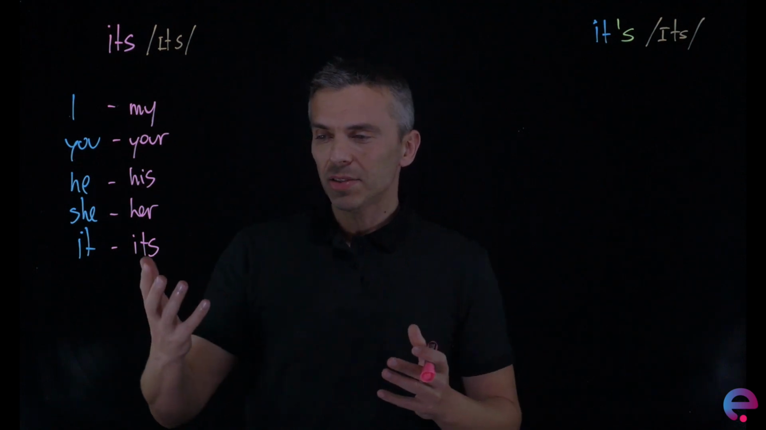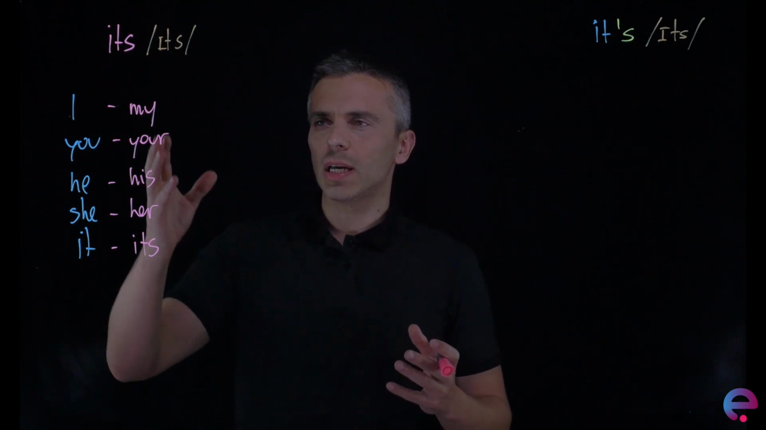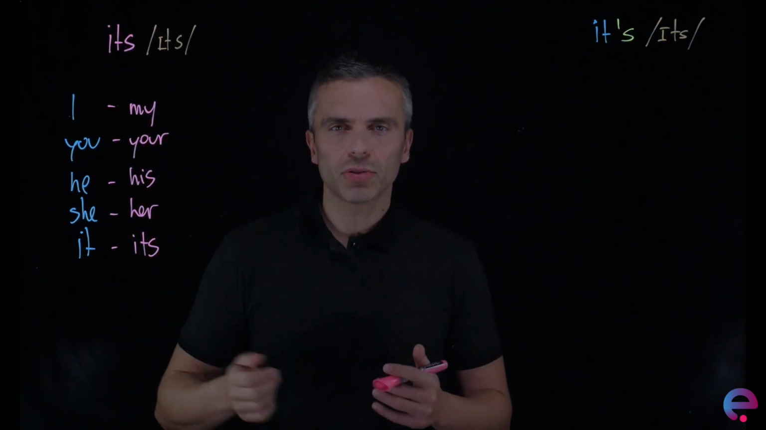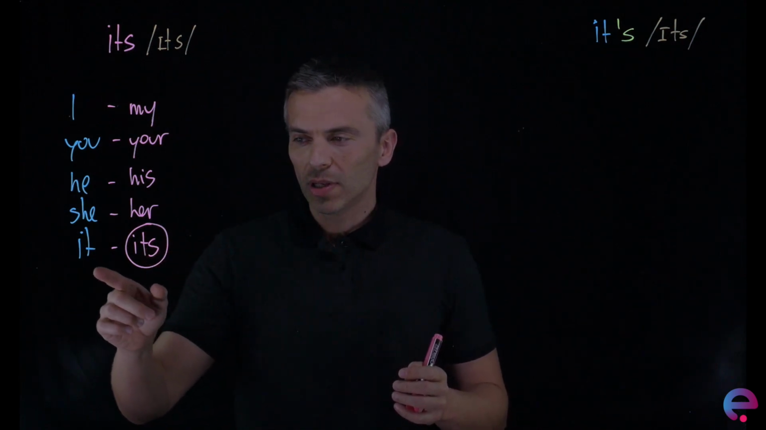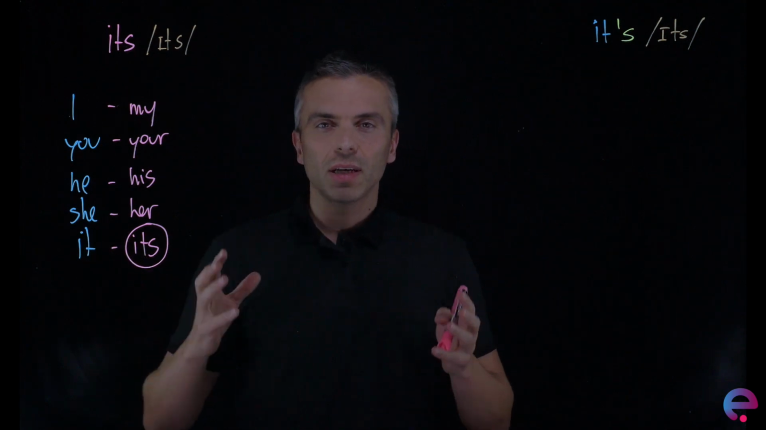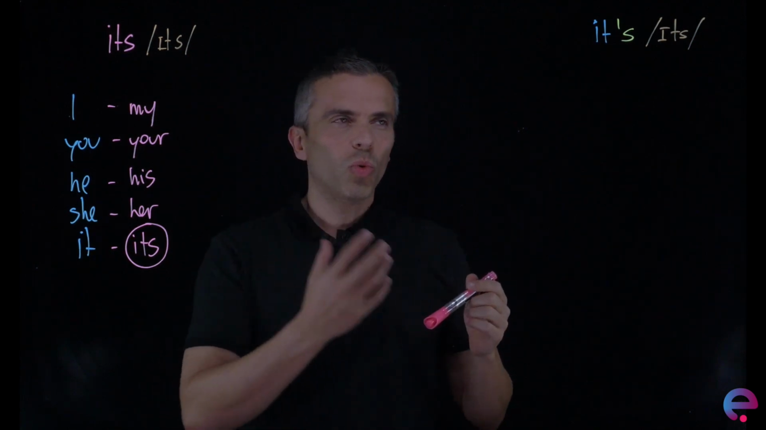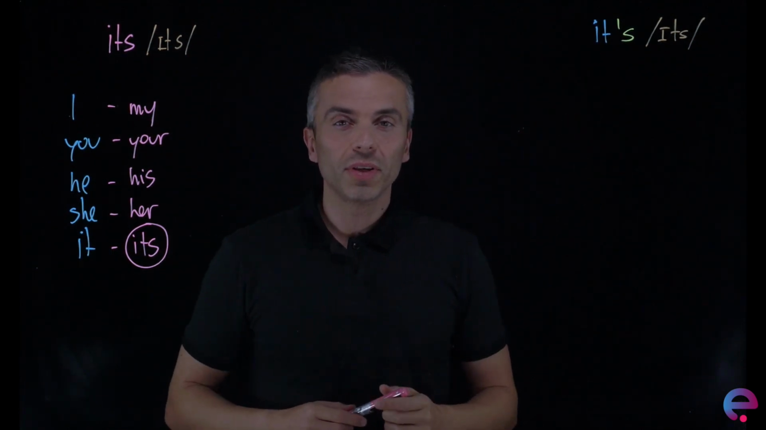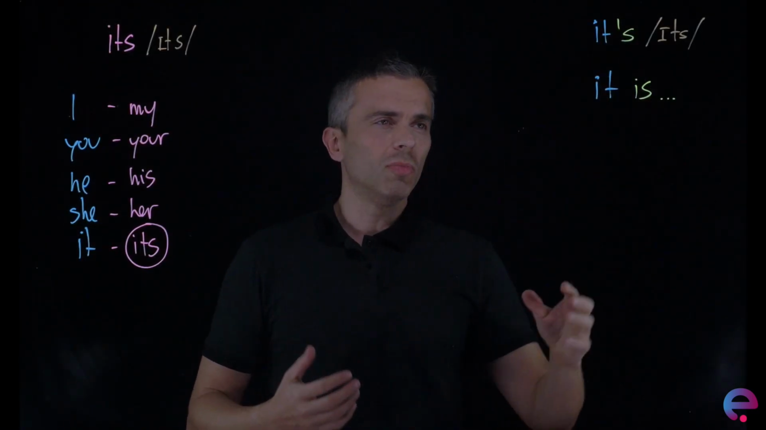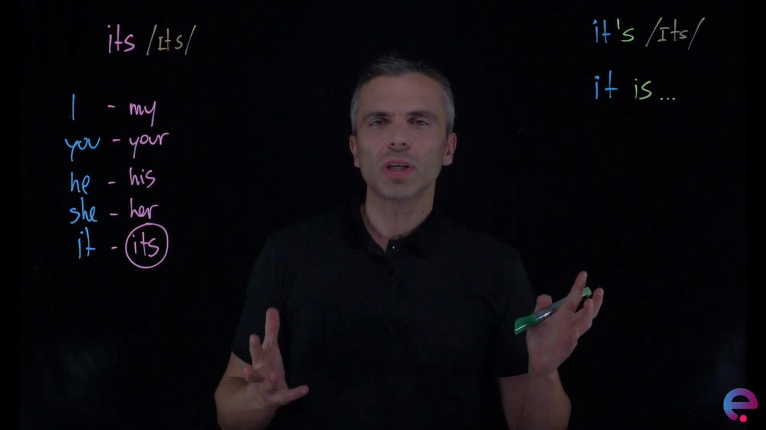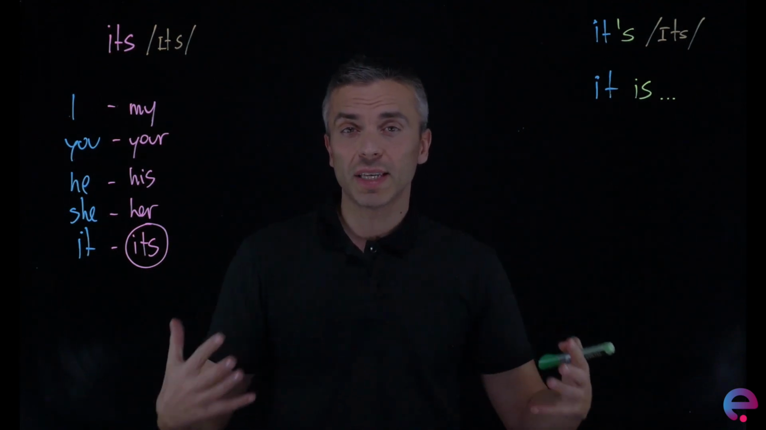So basically its is a possessive word, which means it has exactly the same function as my, your, etc. Now the interesting thing is that it refers to it, and this it, as you can see, is that. So now what is the meaning of this particular it? In this case, it is a contracted form of it is. So how can we recognize the difference between them from the perspective of how they are used in a sentence?